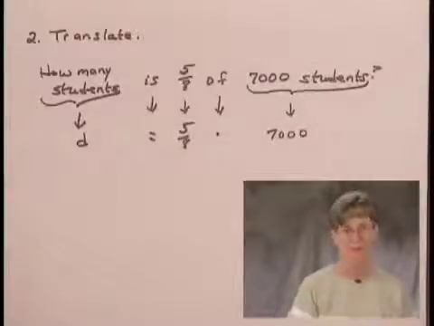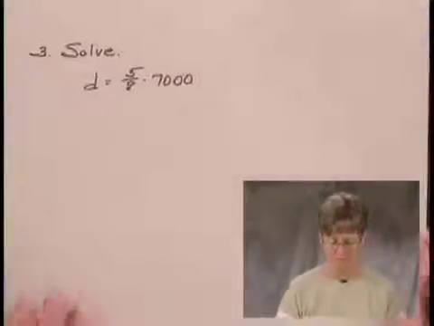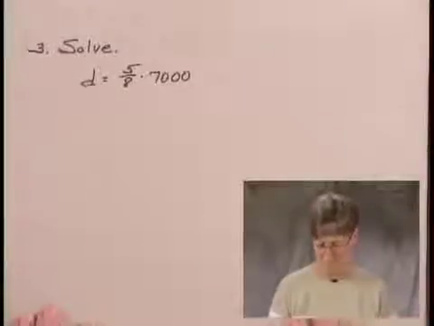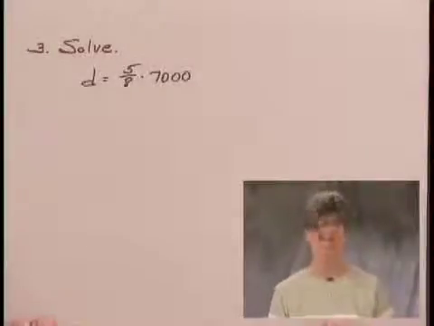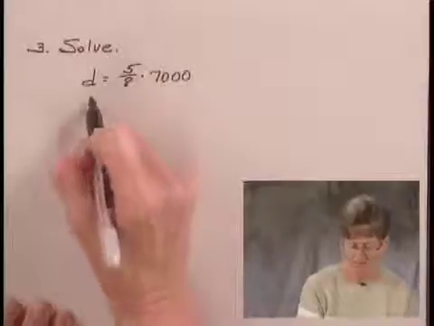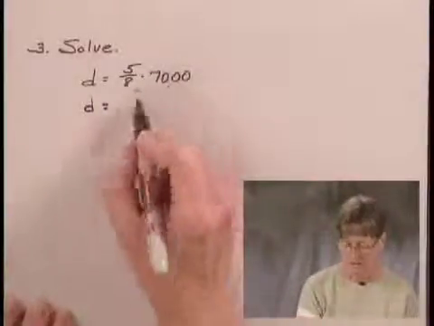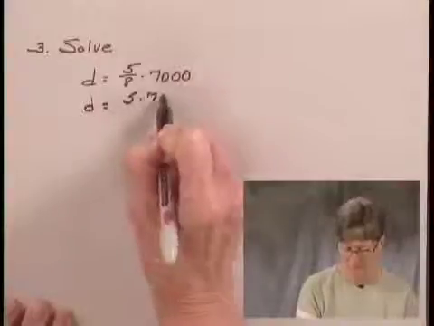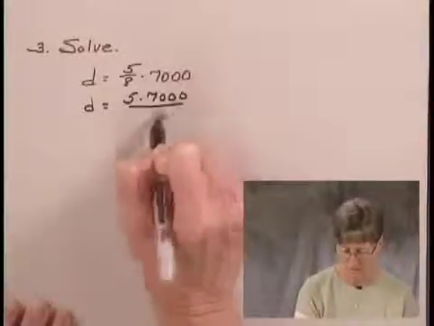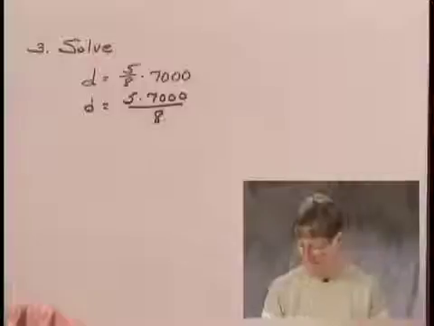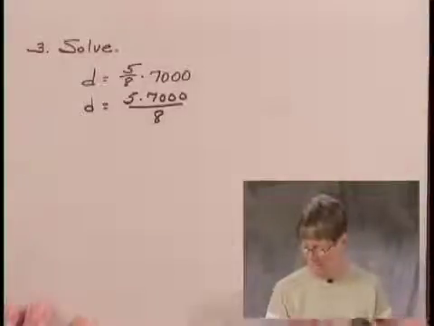The third step is to go ahead and solve the equation. Remember, our equation is D equals 5/8 times 7,000. So we just need to do the multiplication to solve the equation. Multiplying, we have 5 times 7,000 over 8, and we need to simplify this fraction.